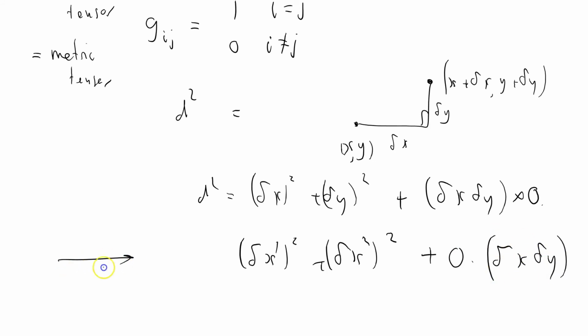If your coordinate system was a non-orthogonal one, with an e1 bar and an e2 bar which didn't cross at right angles, then you'd need to have a cross term here. I'll show you an example of that next time.